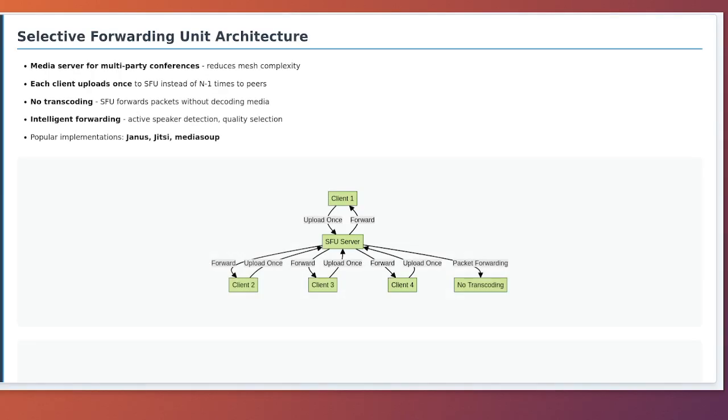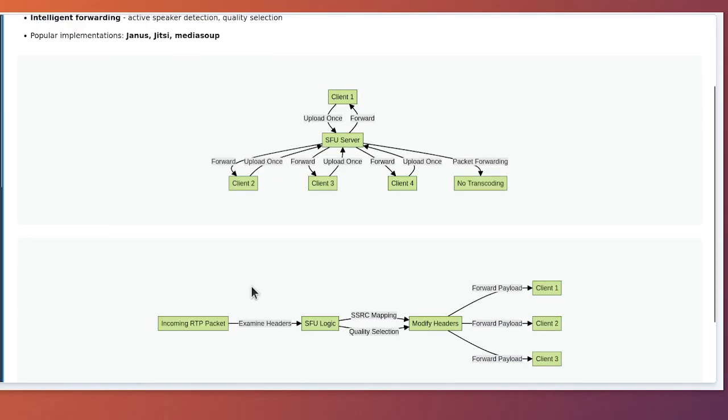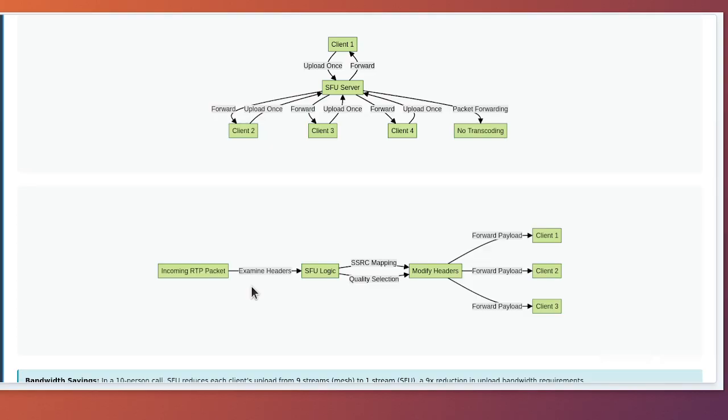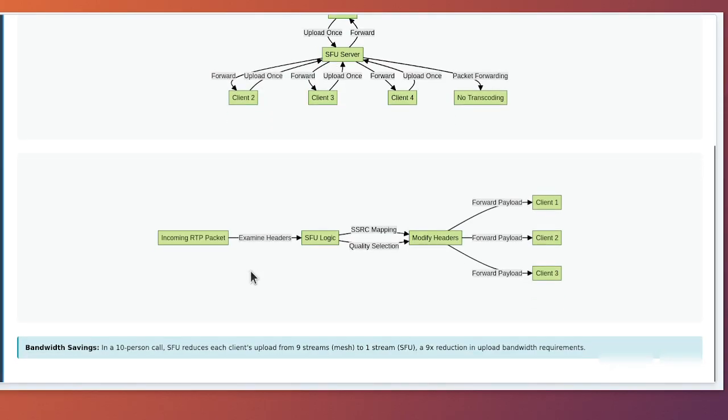Selective Forwarding Unit, SFU. As WebRTC applications scale beyond simple peer-to-peer calls to multi-party conferences, the mesh topology where every participant connects to every other participant becomes impractical. In a mesh network with n participants, each participant maintains n-1 peer connections and uploads their media n-1 times. When you have 10 people on a call, each person is managing 9 connections and uploading their video 9 times. This quickly overwhelms client upload bandwidth and CPU capacity.